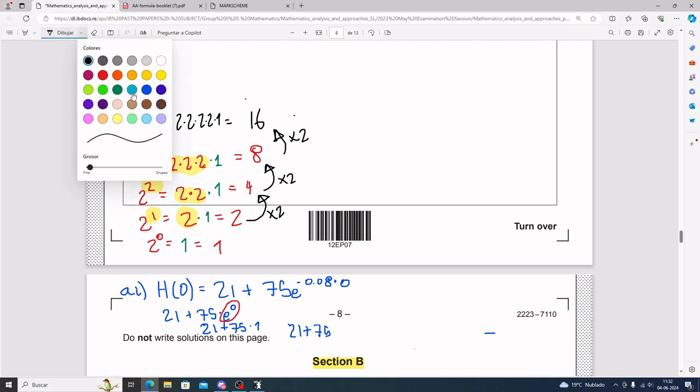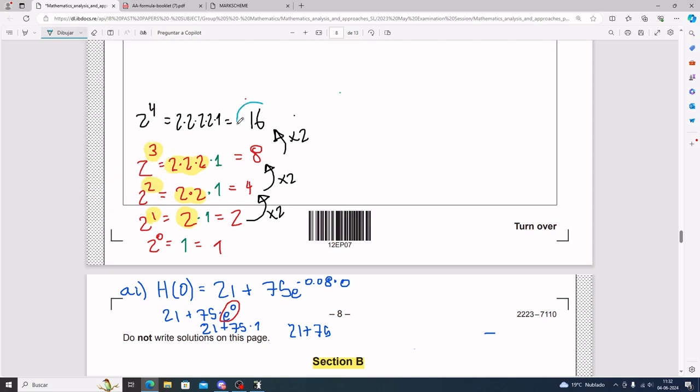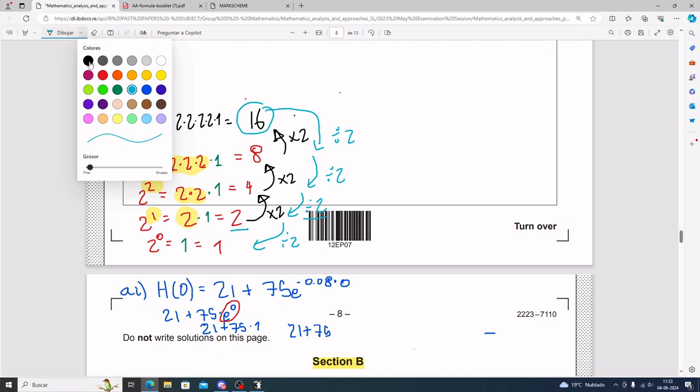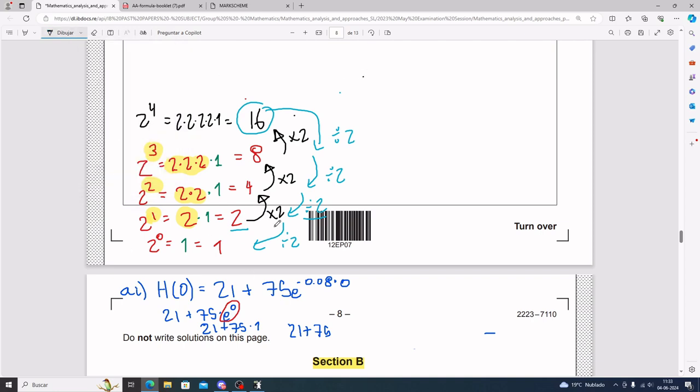Now, what if you want to go backwards? So if you want to go from 16 to 8, you have to divide by 2. From 8 to 4, you have to divide by 2. And eventually you do 2 divided by 2 gives you the 1. Okay? And so basically, with any number and any exponent, once you reach that number to the power of 0, you're going to be doing itself divided by itself, giving you 1.